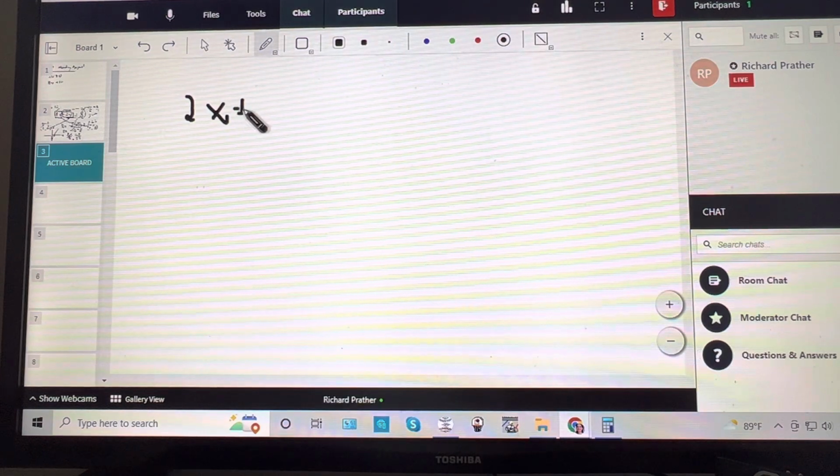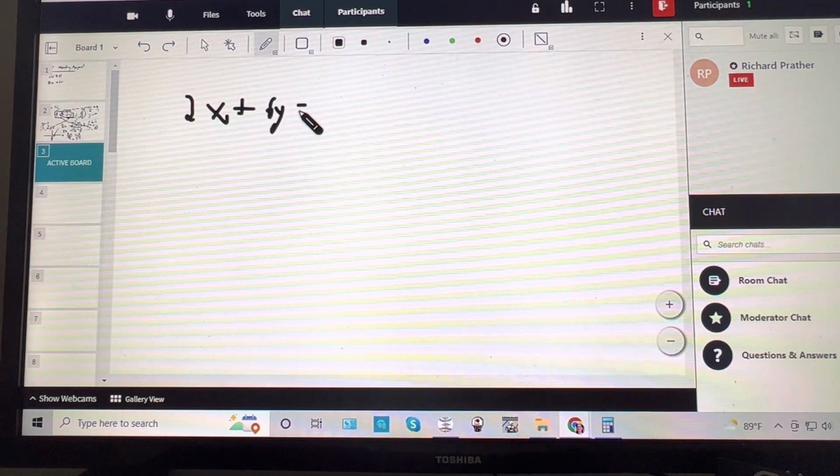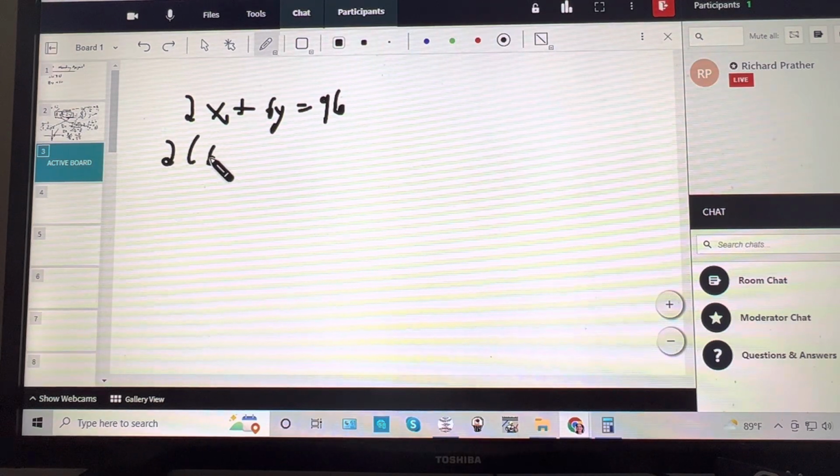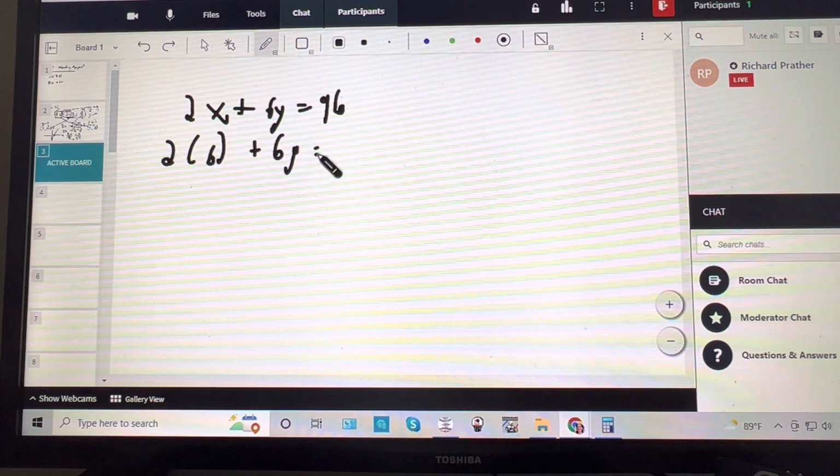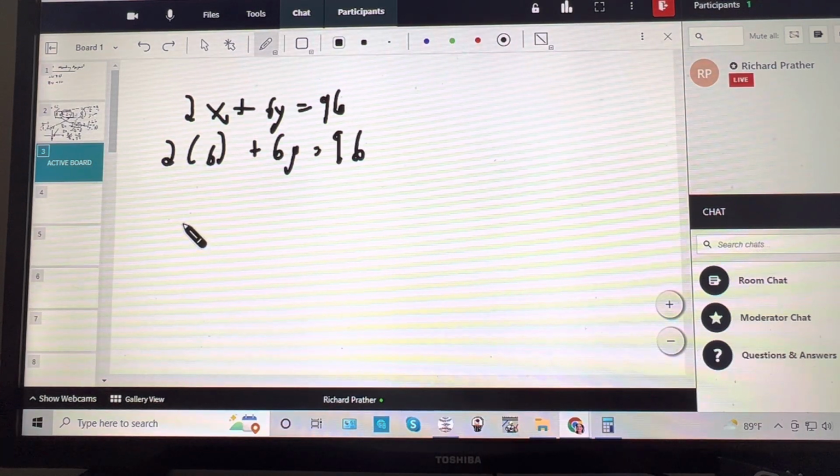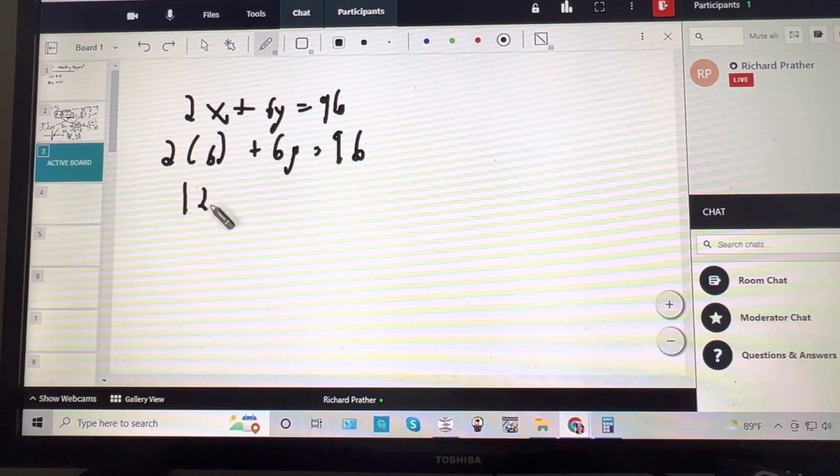2x plus 6y equals 96. Plug a 6 in for x. Plugging 6's in isn't as easy as plugging 0's in. In fact, 0's are the easiest one to work with. So now we have to do some calculating, some algebra. 2 times 6 is 12.